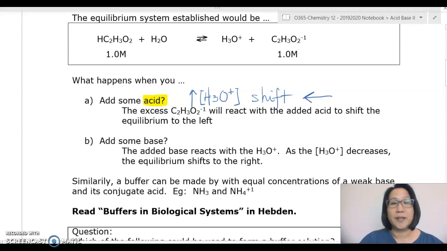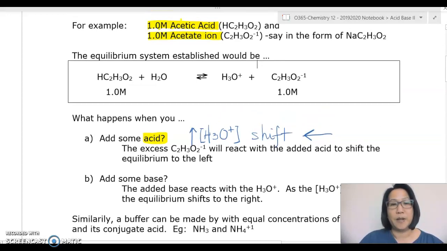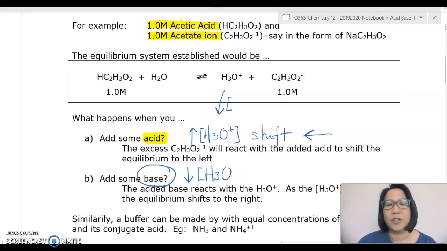Let's go through our next example. Still the same buffer system. This time around, what if we are to add a base? Well, if we're adding a base, let's see. Our base is going to react with our hydronium, and so therefore, in essence, we've decreased the concentration of our hydronium. And so if we decrease the concentration of hydronium, our pH is going to go up.